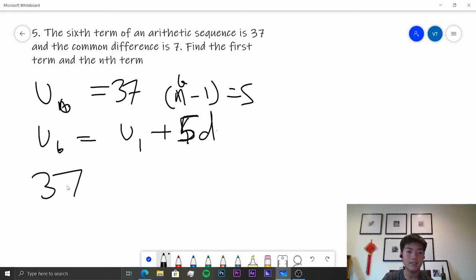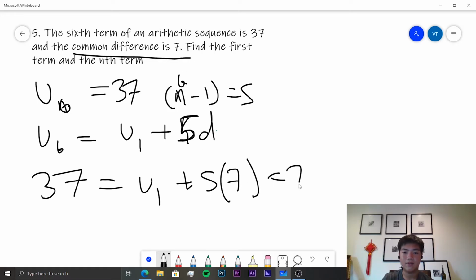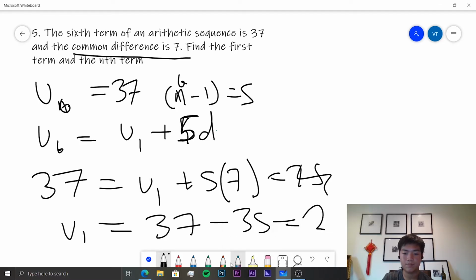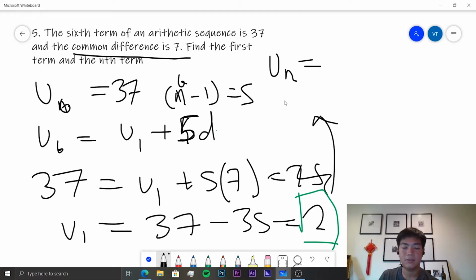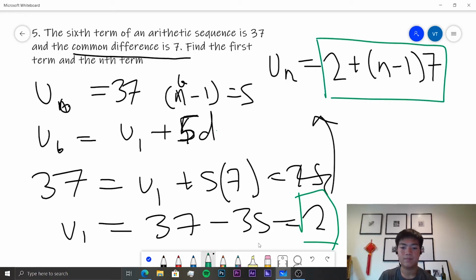So we have 37 is equal to the first term plus 5 times the common difference, which is 7. So 5 times 7 is 35. So we have the first term is equal to 37 minus 35, which is equal to 2. Okay? And so therefore, the nth term will be u_n is equal to the first term, 2, plus n minus 1 times the common difference, which is 7. And so that will be the answer for the nth term.